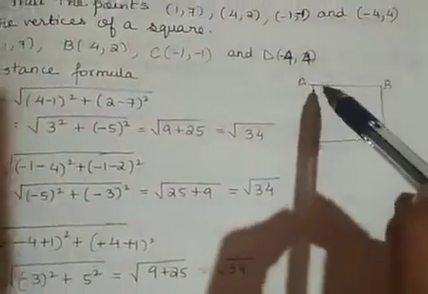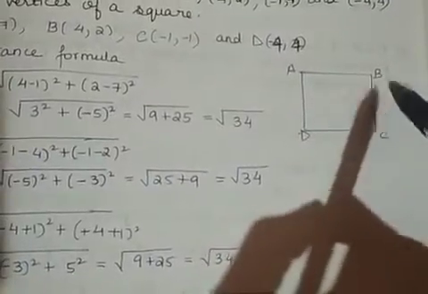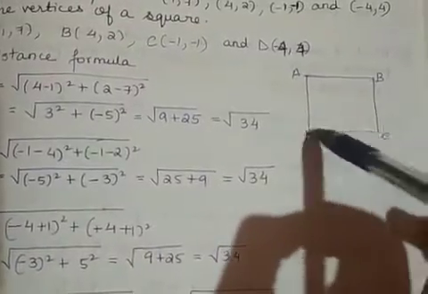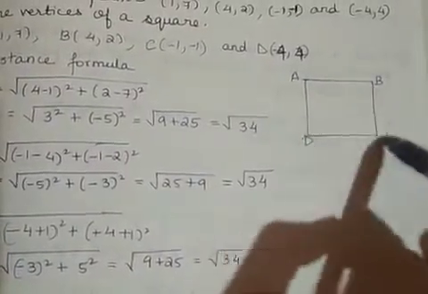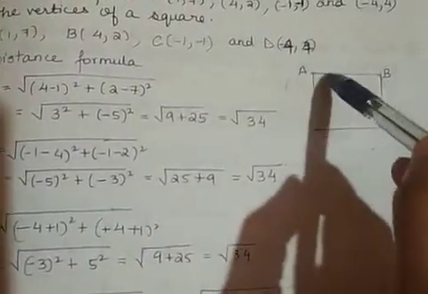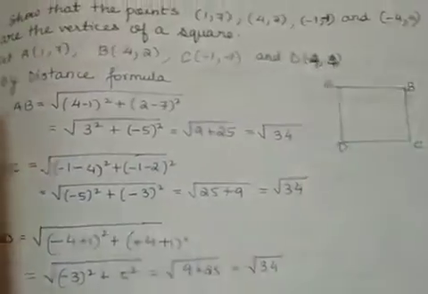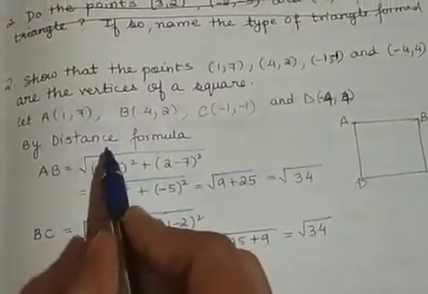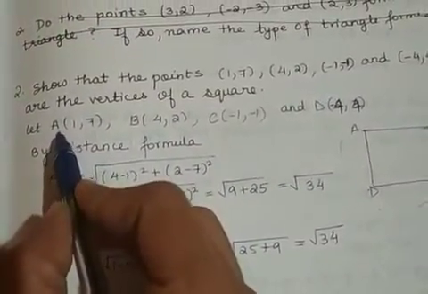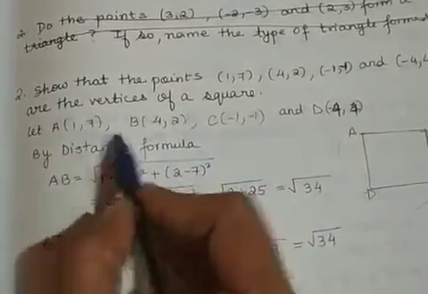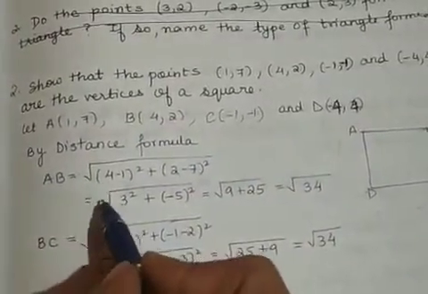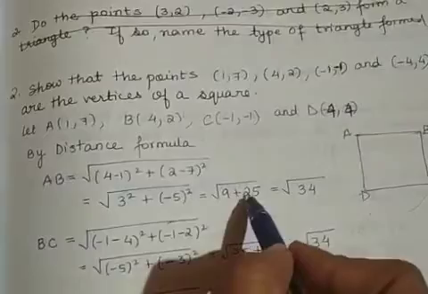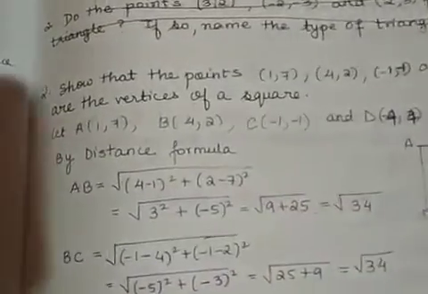Now you know that in a square all the sides are equal. So if I find the length of the sides, and if I find that the lengths of all the sides are equal, then I can say that this is a square. So we can find the length or distance of the sides by using the distance formula. Let us find the length of the side AB. By the distance formula, AB is square root of (4 minus 1) square plus (2 minus 7) square. This is 3 square plus minus 5 square, and this is equal to square root of 9 plus 25, which is square root of 34.